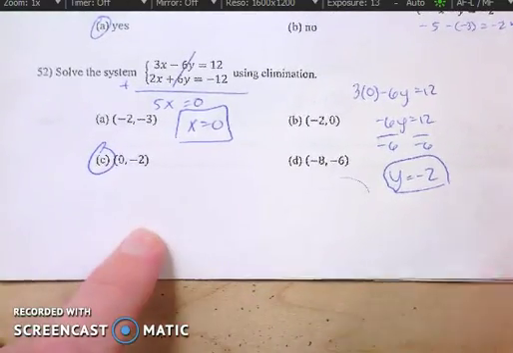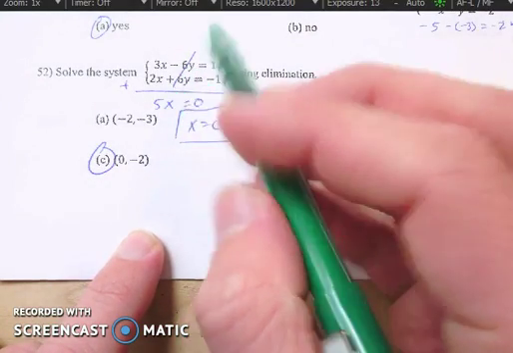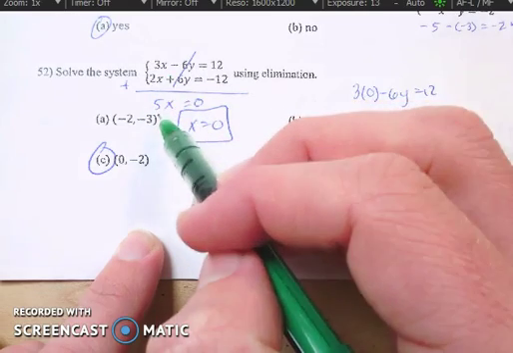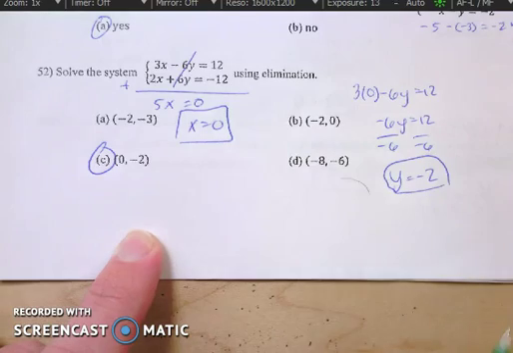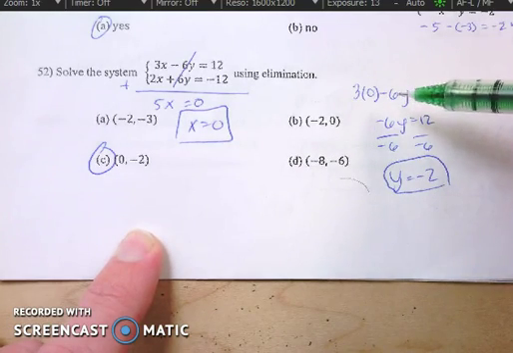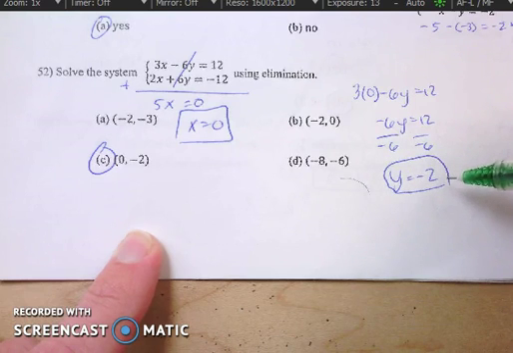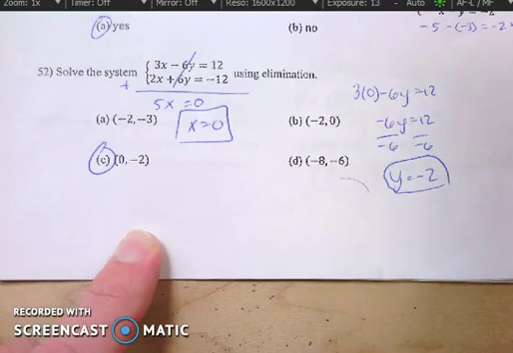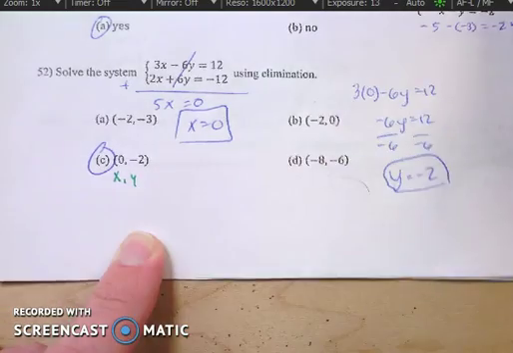Alright, this is solved using elimination. Add the two equations because we have opposites, a negative and a positive 6, so that's gone. 3 plus 2 is 5. 12 minus 12 is 0. Divide by 5, x equals 0. And then go ahead and plug x back into one of the original equations, which makes the 3 go away. Divide by negative 6, and you get negative 2. So we're at 0, negative 2 for C. Don't get the order mixed up. It goes x and then y, order of the alphabet.